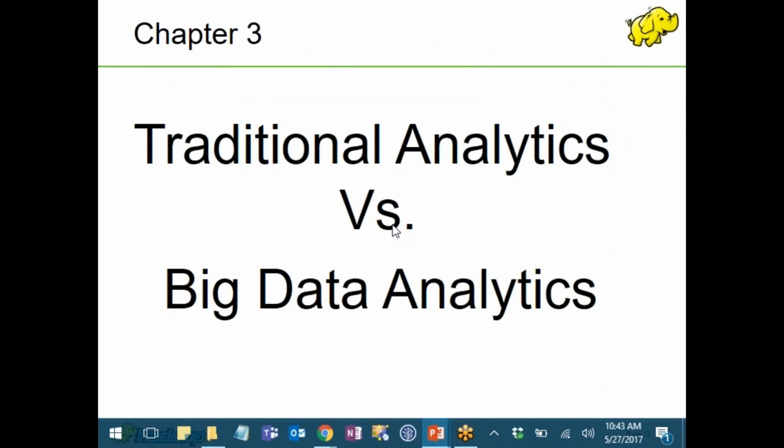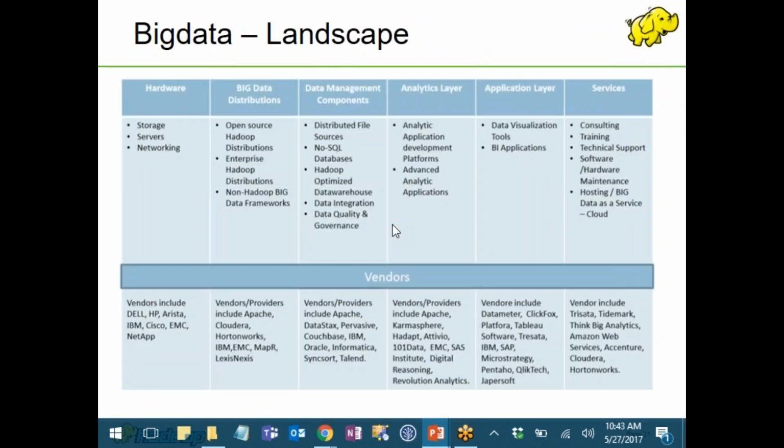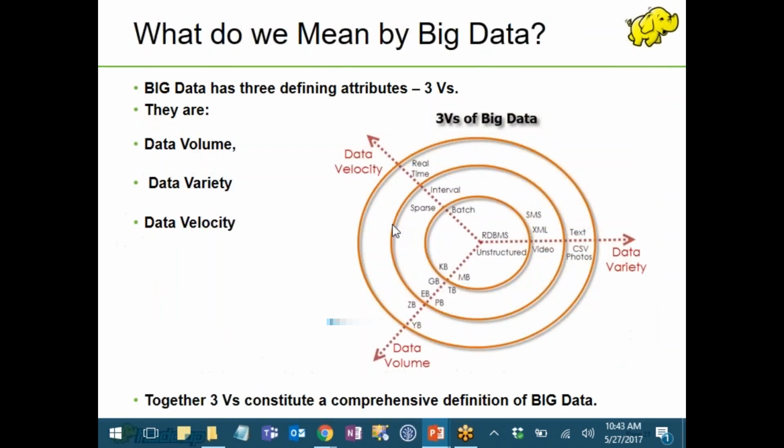Okay, next few things we have to understand from this slide. Big data is all about volume, variety, and velocity, right? So what is this 3V concept?